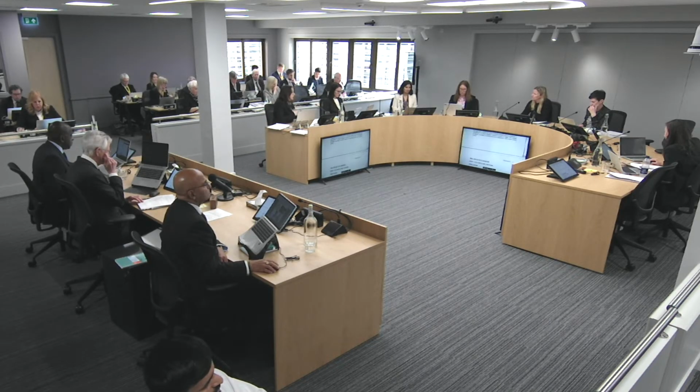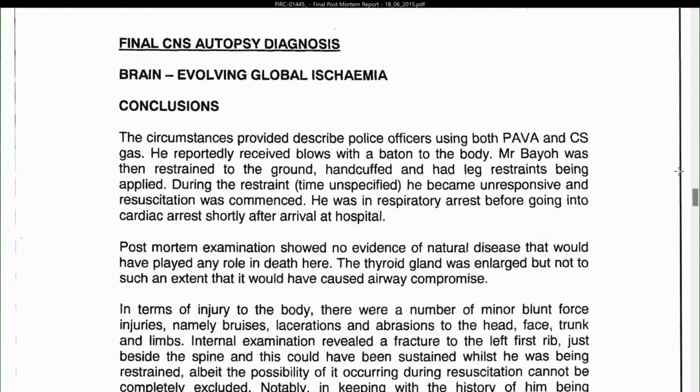Right, I'd like to move on to page 15, if I may. Now, this is a section of your final report. It covers 2.5 pages, and it's a detailed narrative part of the report, headed Final CNS Autopsy Diagnosis, Brain Evolving Global Ischemia Conclusions. I'd like you to explain to everyone what this section of the report is about and why it's in this format.